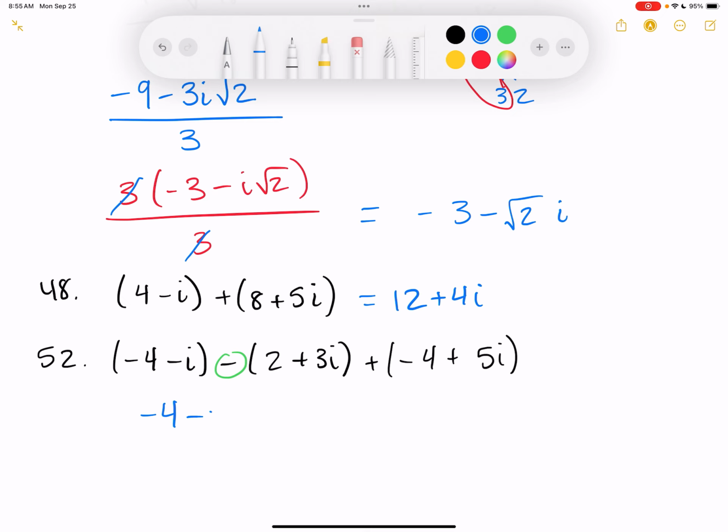I just think it makes it a little bit easier. So negative 4 minus i, and then I'm going to basically distribute this negative, so minus 2 minus 3i, plus, or well, I guess it's going to be minus 4 plus 5i. And then you can just combine like terms then. So stuff without i's, negative 4 minus 2, so that's negative 6, minus 4 is negative 10. And then my i terms, negative i minus 3i is negative 4i, plus 5i is just plus i. And then you would be done with that one.